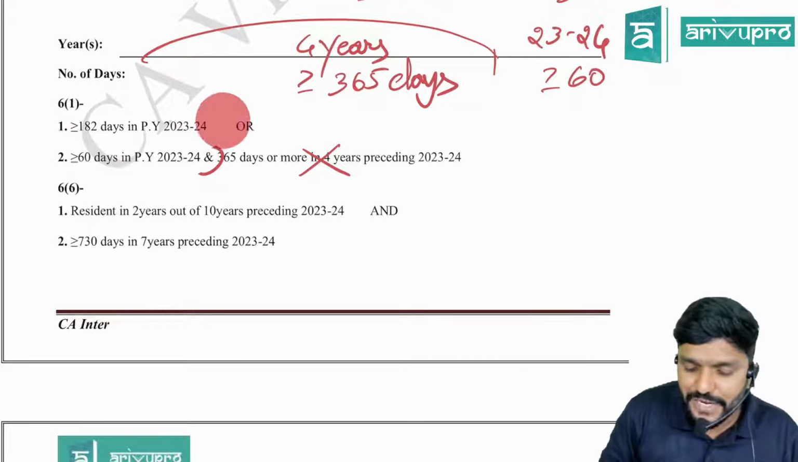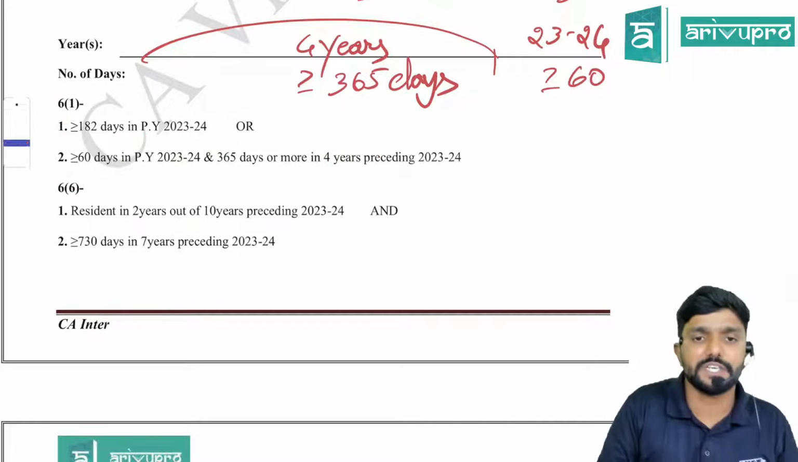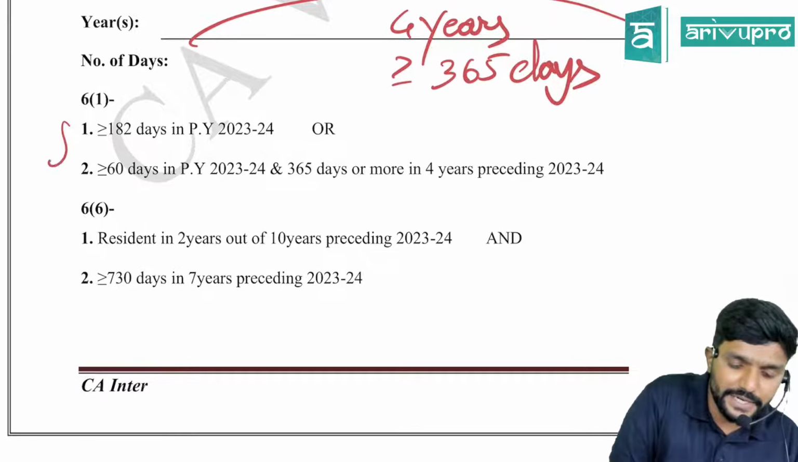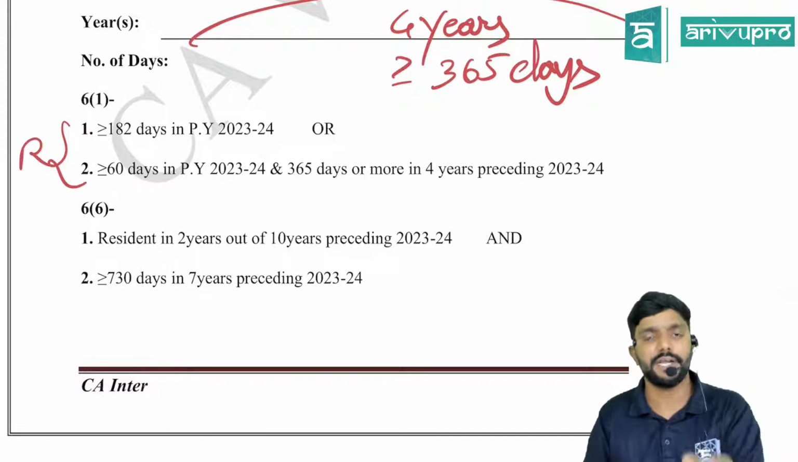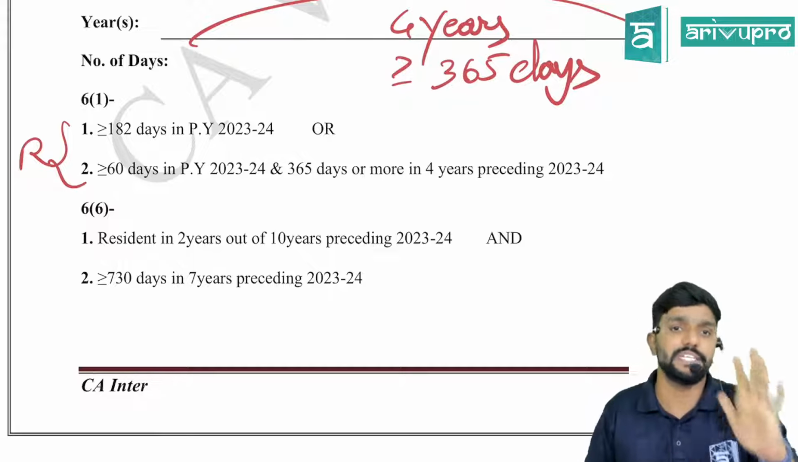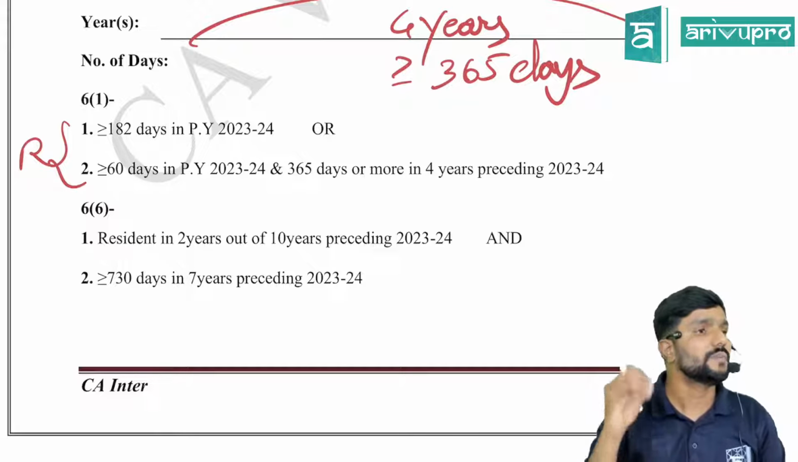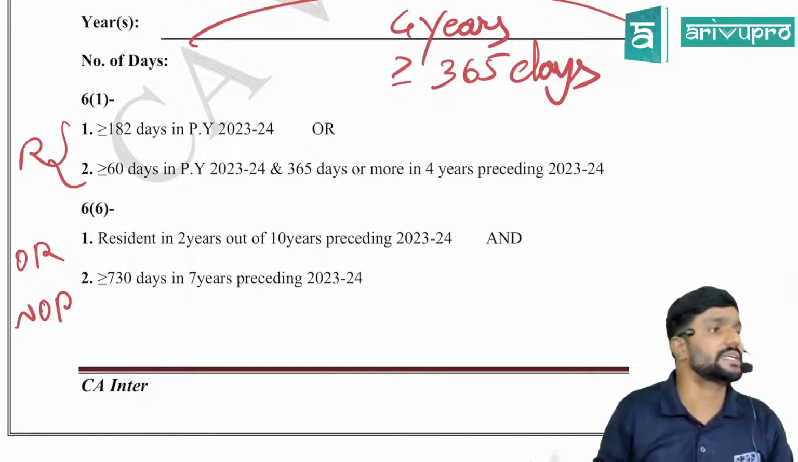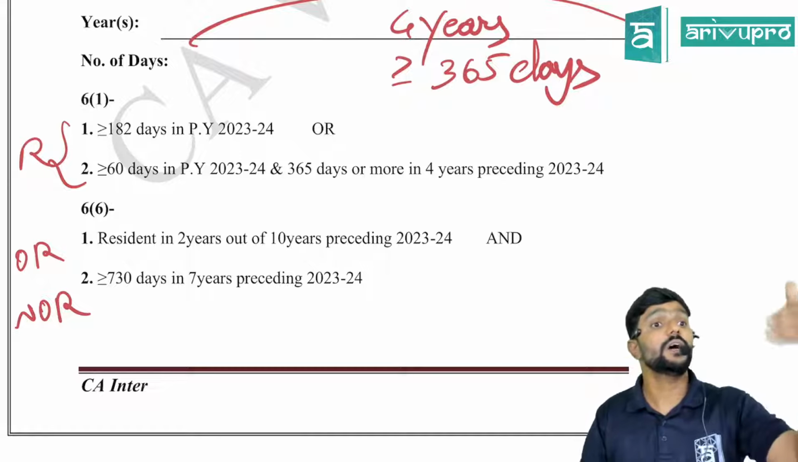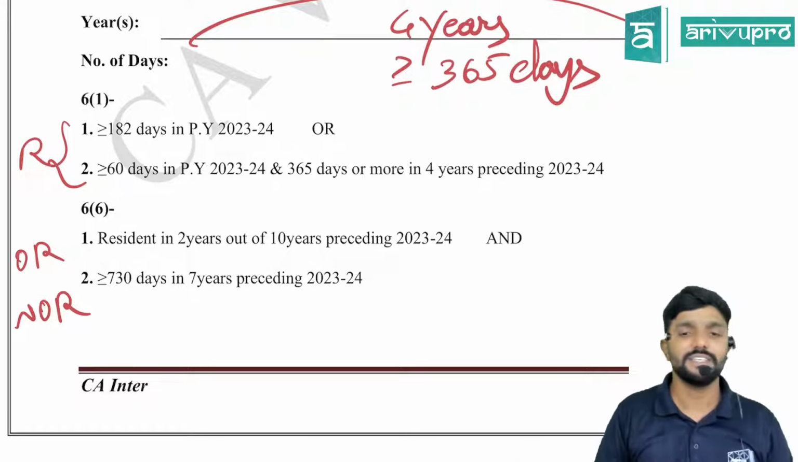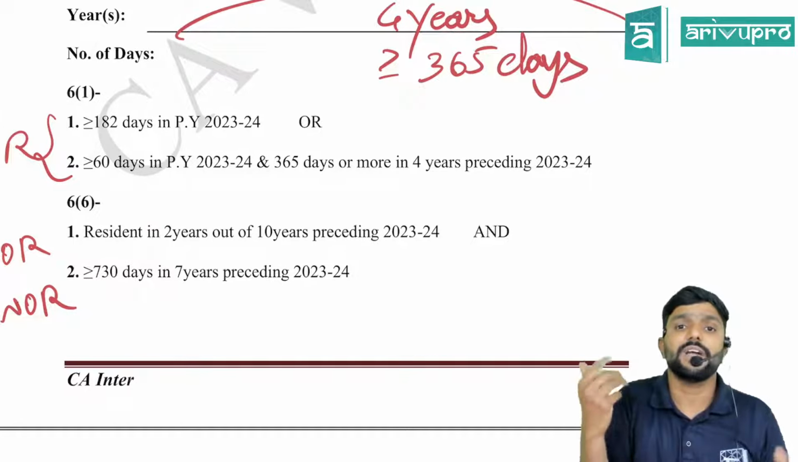So, once you satisfy any one condition given under section 6.1, you will become resident. Once you become resident, you have to go to section 6.6, which gives you additional conditions to check whether you are ordinary resident or not ordinary resident. Ordinary or not ordinary, not extraordinary. Clear? Yes, sir.